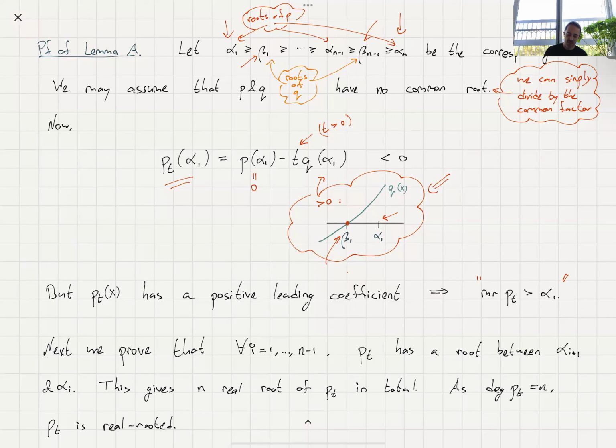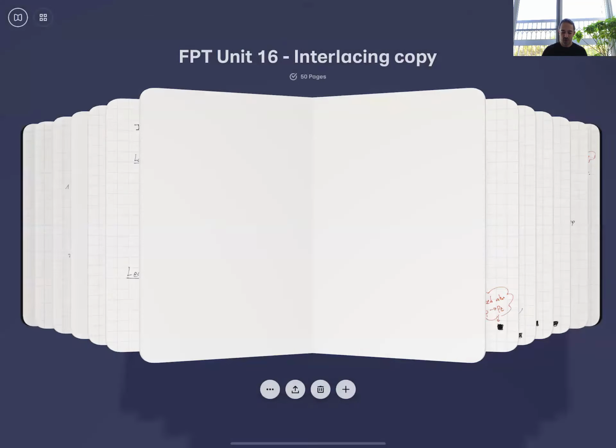PT looks like this, so somewhere here it's going to have a root. Saying max root is actually quite incorrect, because you don't even know that the polynomial is real-rooted. That's what you want to prove. But anyhow, we are going to do the same thing now also for all of the other what will turn out to be roots of PT, as follows.